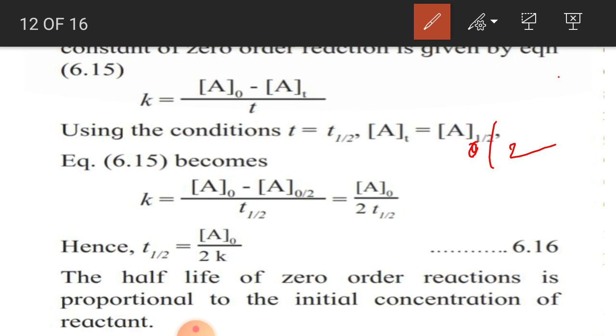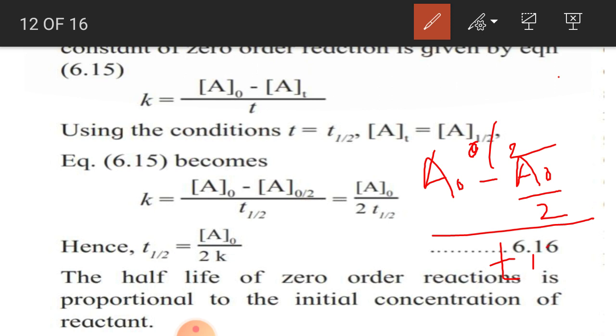A naught minus A naught upon 2 upon T half is there. Fine. We are taking the LCM of it. As we are taking the LCM of it, here we are supposed to multiply it by 2 and divide it by 2. So A naught becomes 2 A naught upon 2 minus A naught upon 2.